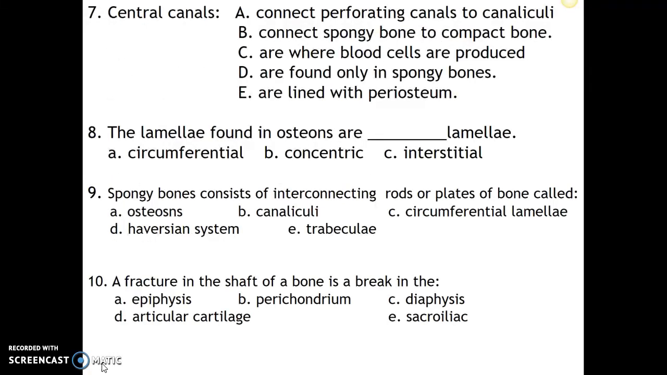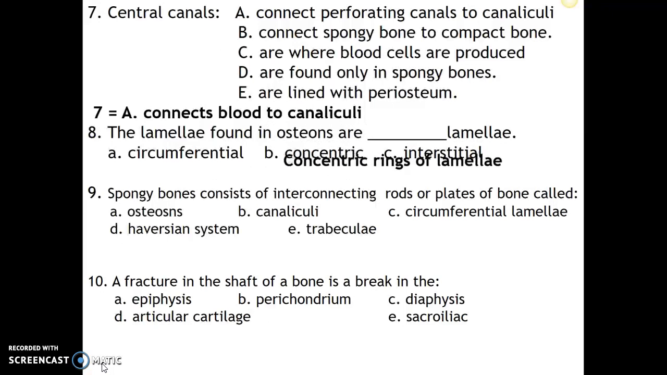7. The central canals also connect the perforating canals to the canaliculi, the little canals, the little tiny thin cracks that feed the osteocytes. The lamellae, like laminate sheets, found in osteons, are called concentric because they're round. Around an osteon is round. Spongy bone or cancellous bone consists of interconnecting rods or plates called trabeculae.